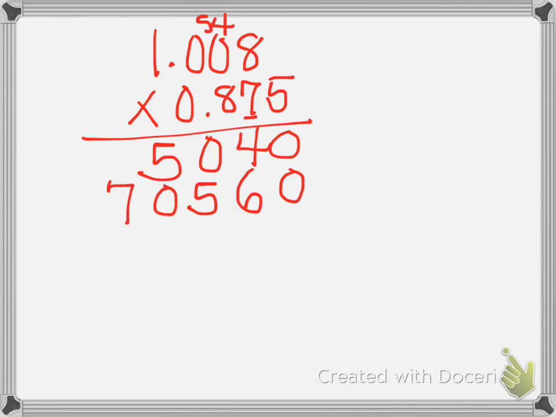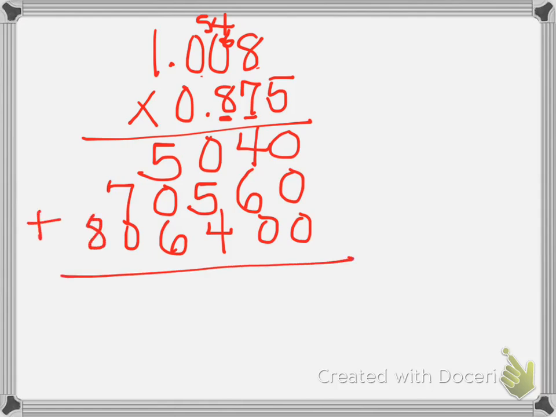Okay, now I'm down to this number here, the third number. So I have to put 2 place value zeros. And then I go 8 times 8 is 64. Carry the 6. 8 times 0 is 0 plus the 6. And then 8 times 0 is 0. And 8 times 1 is 8.